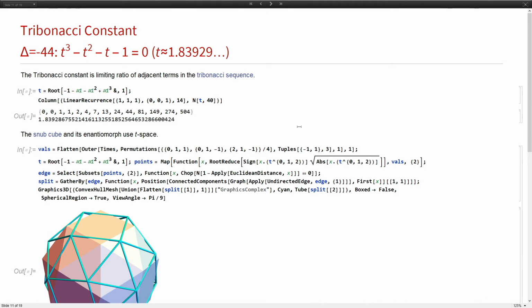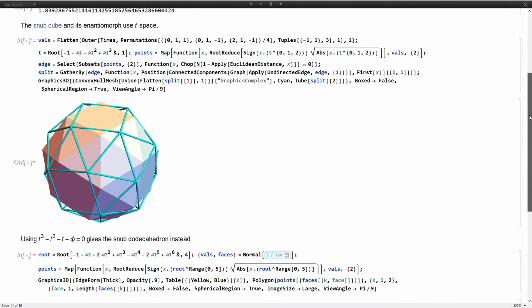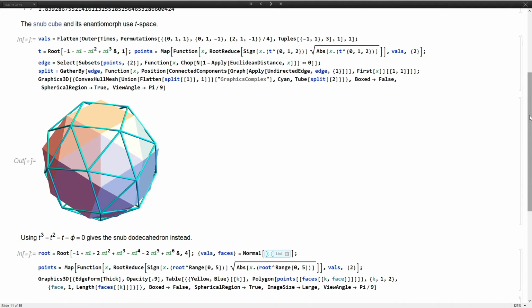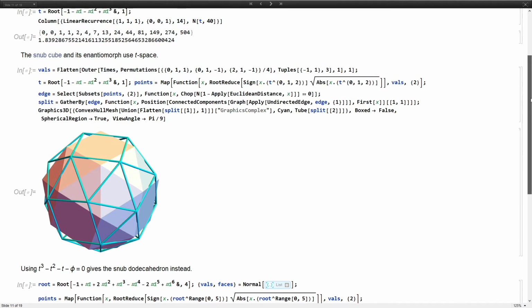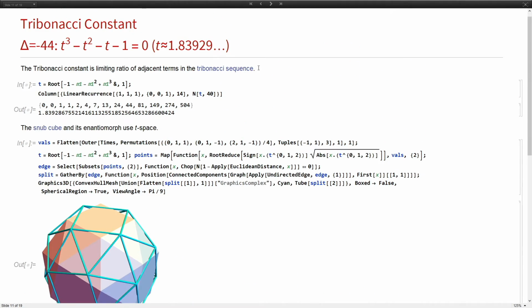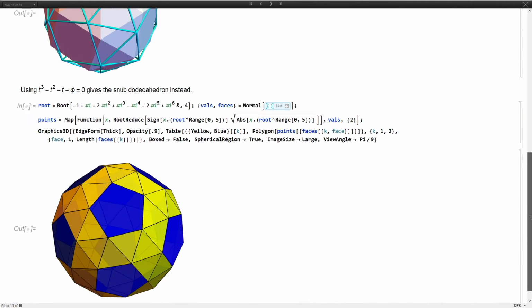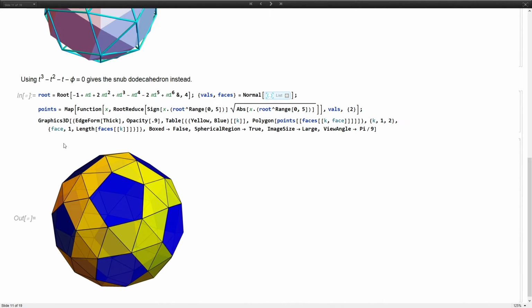For the Tribonacci constant, it's kind of the extension of the Fibonacci sequence. Instead of adding up the last two values, you add up the last three. And this value is used for making the snub cube, with this polynomial up here, d to the third, and so on. If instead of 1, you use the golden ratio instead, like this, you can get the snub dodecahedron instead. And that's an order 6 polynomial.